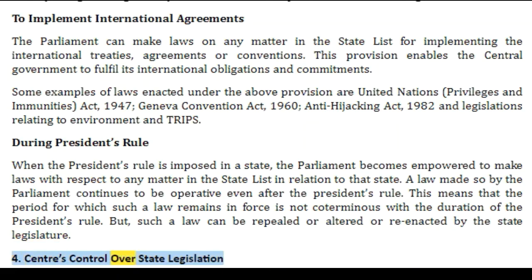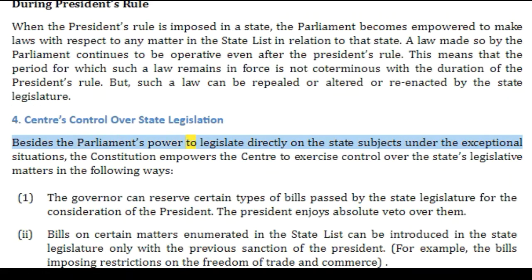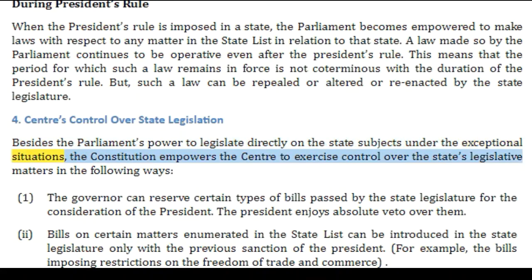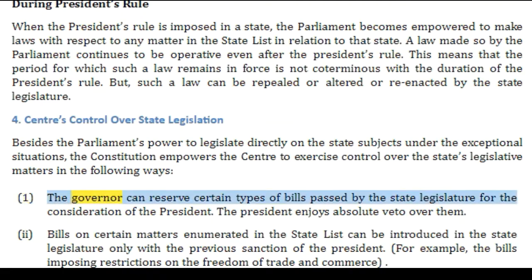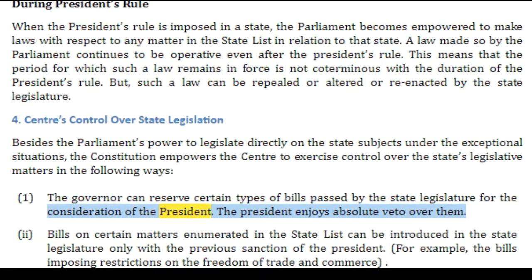4. Centre's control over state legislation. Besides the Parliament's power to legislate directly on the state subjects under the exceptional situations, the Constitution empowers the Centre to exercise control over the state's legislative matters in the following ways. 1. The governor can reserve certain types of bills passed by the state legislature for the consideration of the president. The president enjoys absolute veto over them.